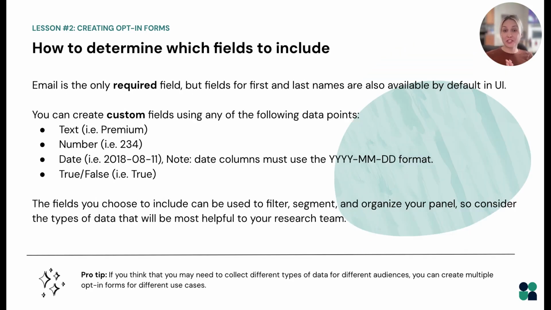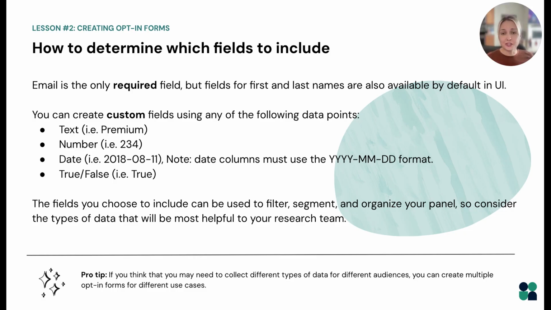As you're uploading participants to your Hub panel, you'll have the option of creating custom data fields. Email addresses are the only required field. This is a data point we'll use to identify and map unique participants. But at a minimum, we also recommend including fields for first and last names. These are available to you by default in User Interviews and allow you to send more personalized emails when inviting your participants to a project.